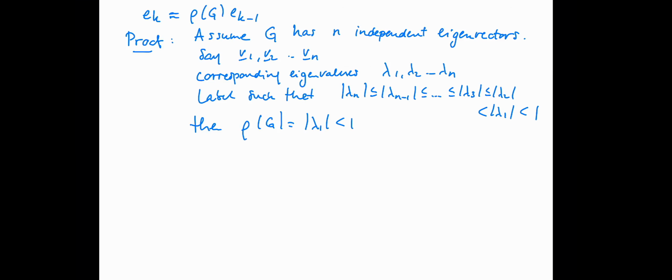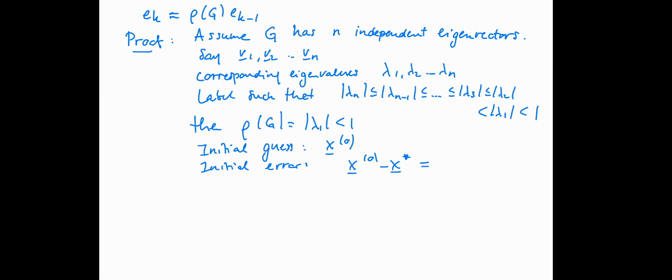Now we are going to start our iteration with x0, the initial guess for our iterative method. And the initial error, so how far this is away from the solution of the linear system, is x0 minus x star.